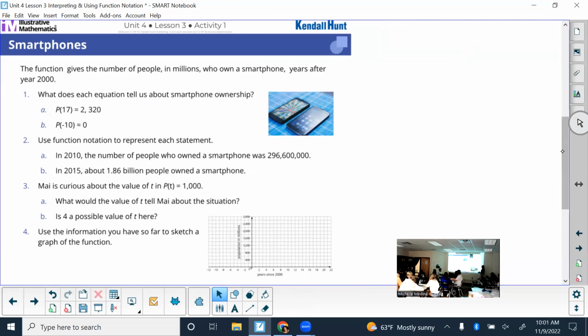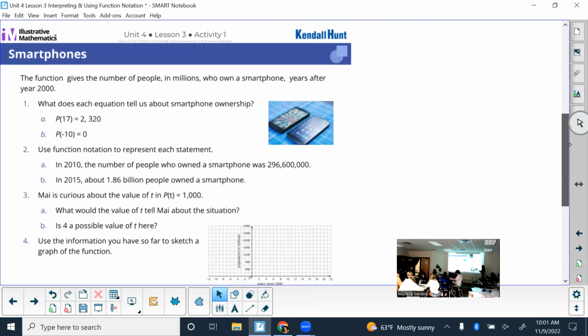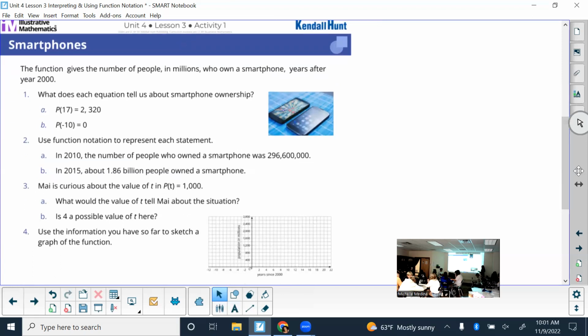So think about it first, maybe write it down. This is part one. What does each equation tell us about smartphone ownership, knowing that it gives the number of people in millions who own a smartphone versus the years after 2000? I'll take volunteers for part A. What must the P of 17 represent? So what does a 17 represent?